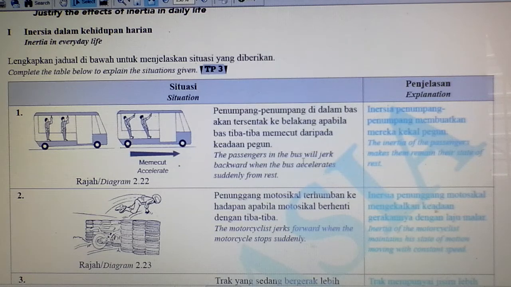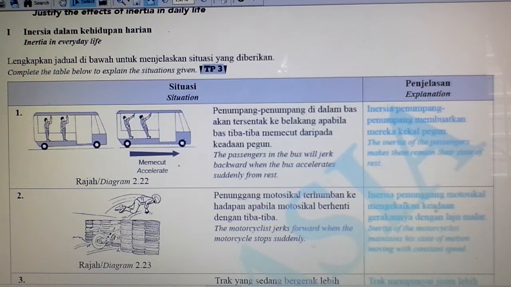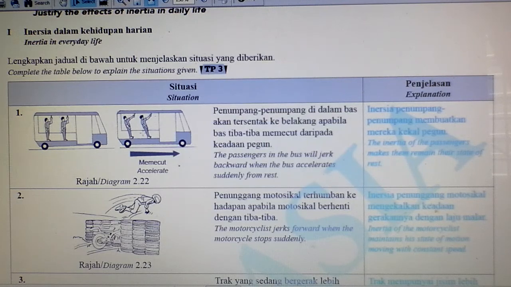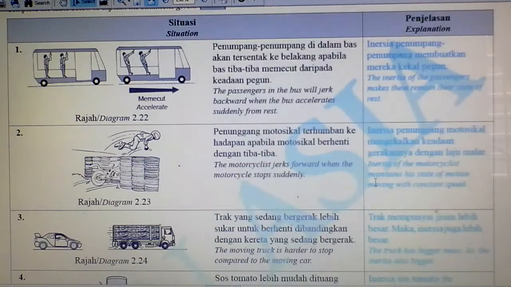The passengers in the bus will jerk backward when the bus accelerates suddenly from the rest. Okay, start moving suddenly, start moving forward or accelerate forward. So what happened to the passengers? Jerk backward. So, explanation: inertia of the passengers makes them remain in their state of rest, their original position.